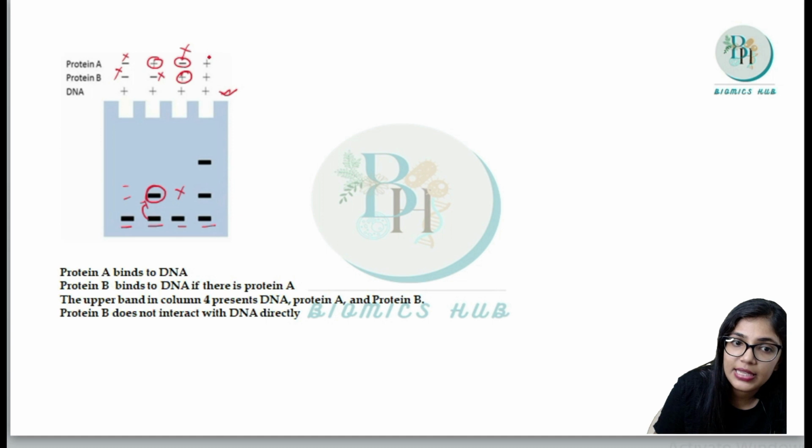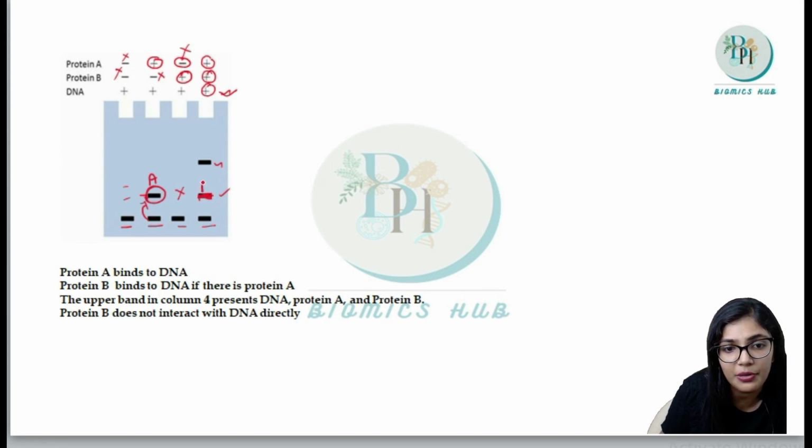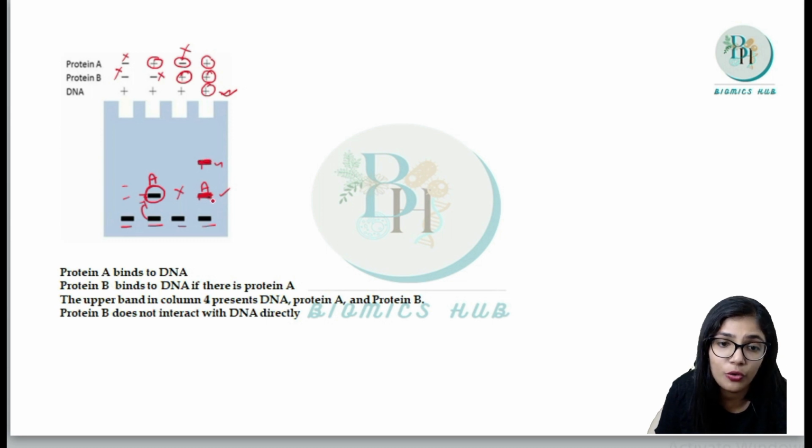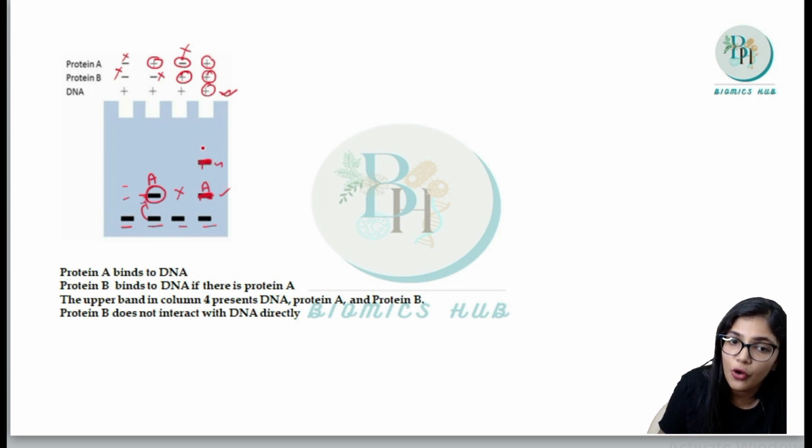In the fourth well, we can see that there is protein A as well as protein B and DNA. In this case, we can see 3 bands. From this well, we can confirm that at this size we have protein A. So here also we can conclude that this is the band for our protein A, and this band has higher molecular weight as compared to this single protein A. So as we have given two proteins, protein A and protein B, we can conclude that this is the band for protein B.